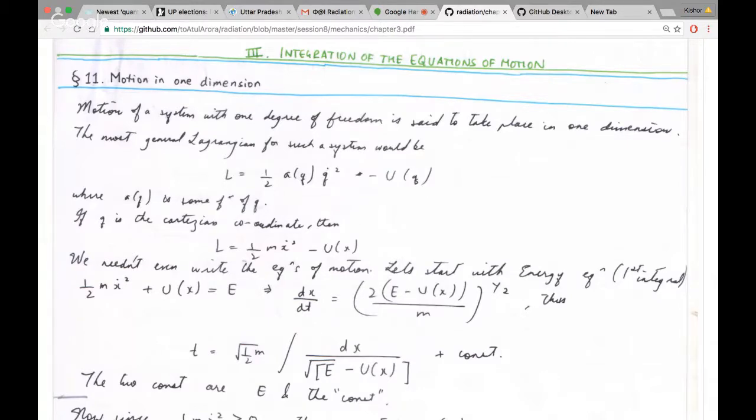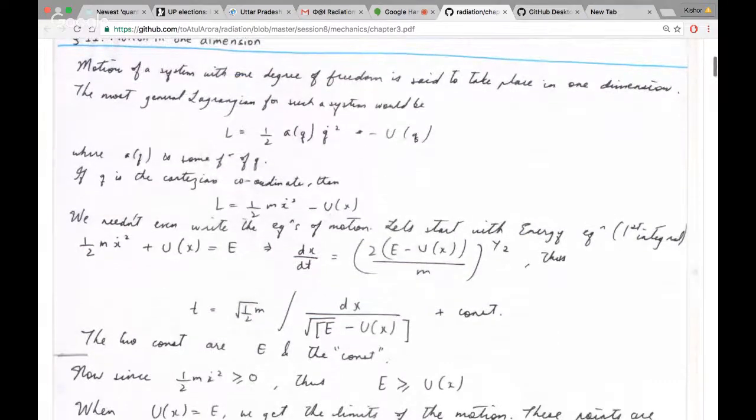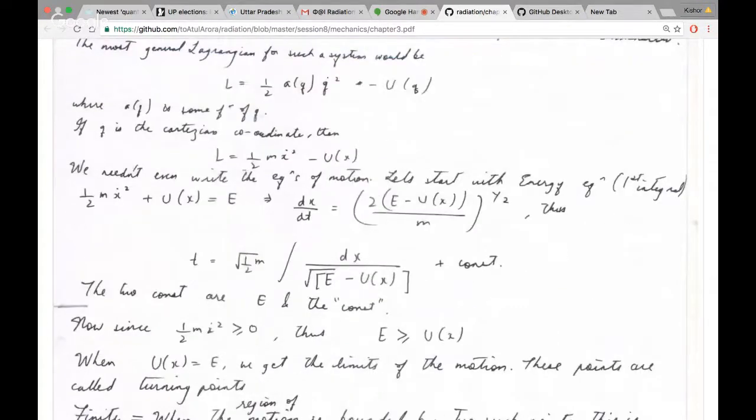haven't done. Okay. So the kinetic coefficient a(q) is some function of q. Now, if q is the Cartesian coordinate, then we can simply write a(q) becomes the mass and q dot is x dot. So it's half m x dot squared minus U of x. So we need not even write the equation of motion. Let's start with the energy equation.